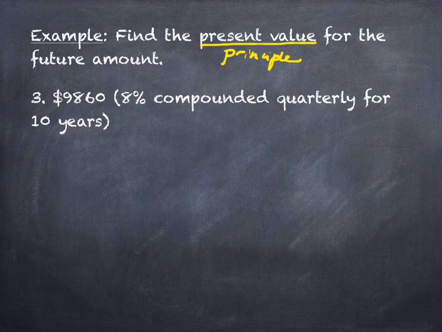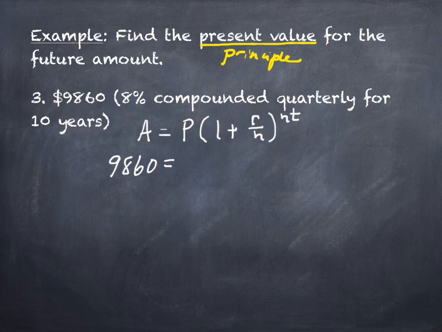So I'm actually going to take the exact same formula that I had before. A equals P times 1 plus r over n to the nt. Same formula. And I'm going to fill in the pieces that I know. So let's start with that 9860. Where will that go? Right. That's the A. That's the future value amount that I want to have. So it will go on the left-hand side of the equation.